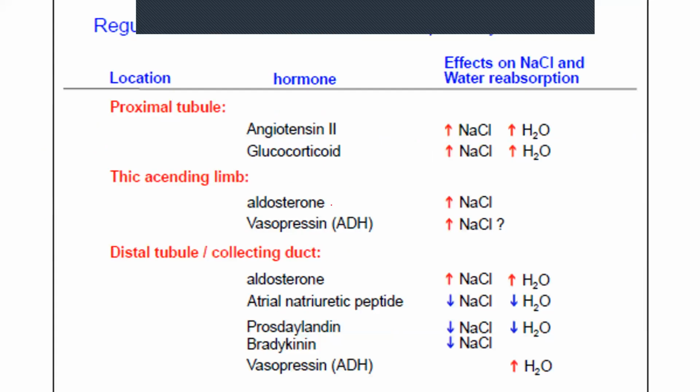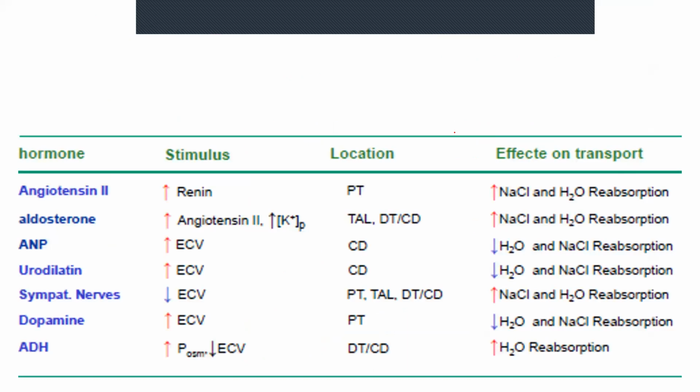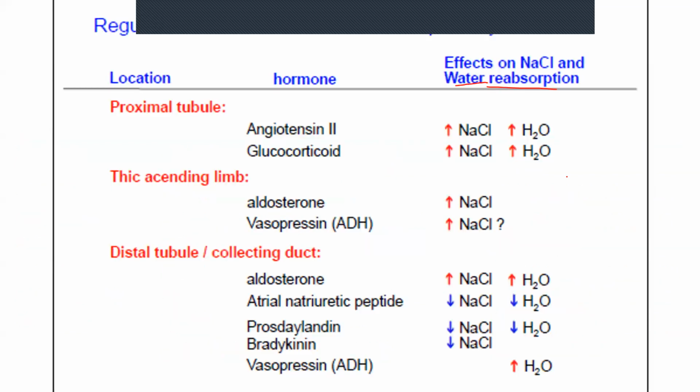Here's a quick summary of all of the hormones and what they do to the reabsorption of sodium and water. And here's another summary that tells you what each hormone does, what stimulates it, where it's produced, and its effect. I'm not going to go over them because honestly, I'd just be reading through it.